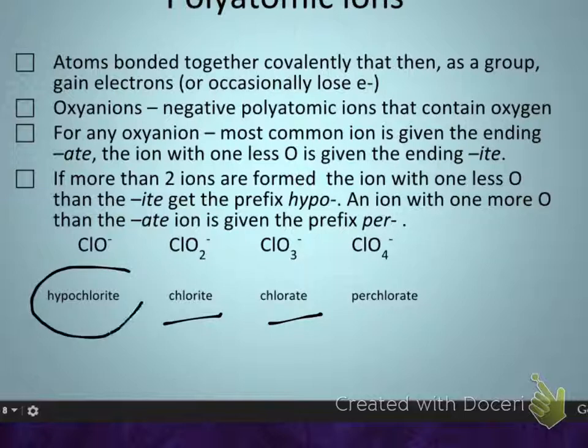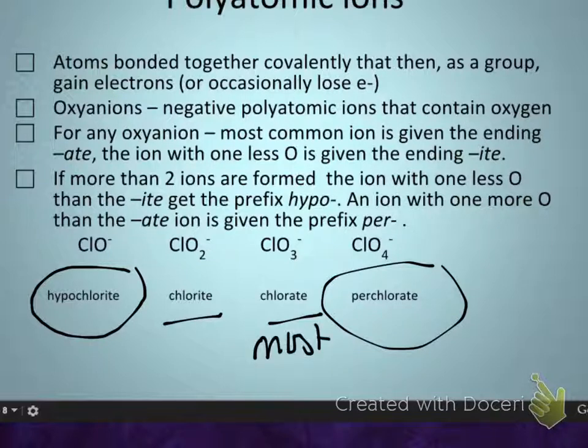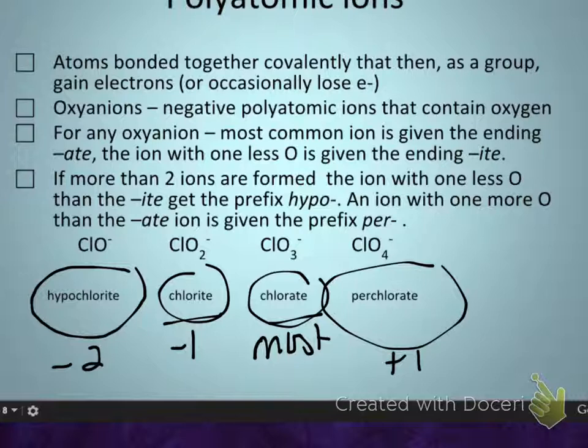We won't talk a whole lot about the hypochlorite and perchlorate. So this is most common, -1 from most common, -2 from most common, +1 from most common, okay? The most common gets the ATE, 1 less oxygen gets the ITE, 2 less oxygen gets the hypo-ITE, and then if we go with 1 more oxygen, we get a per-ATE. Don't spend time memorizing that. Don't worry about it. It's something for you to know.